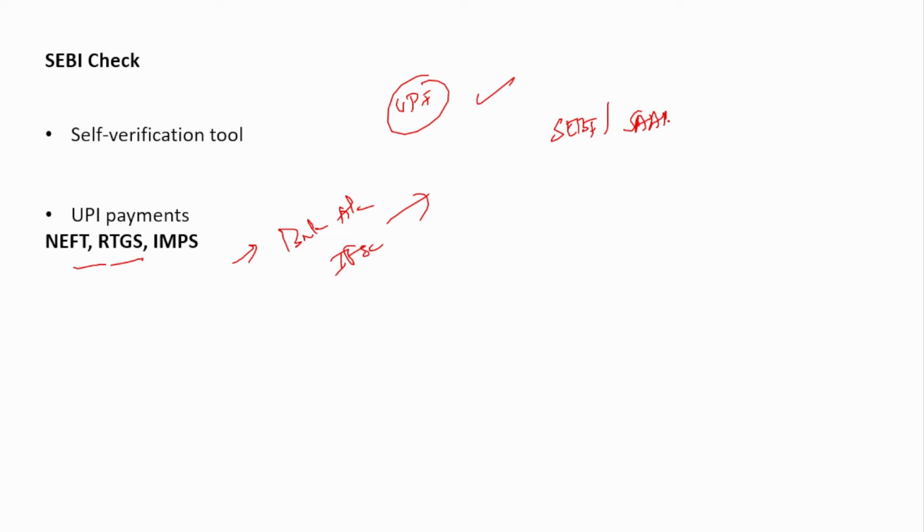SARTI is the application of SEBI. You can go and enter the bank account number and IFSC, or the UPI handle, and in return SEBI will let you know if this is a registered intermediary of SEBI or not. So this is also an additional layer of security provided.